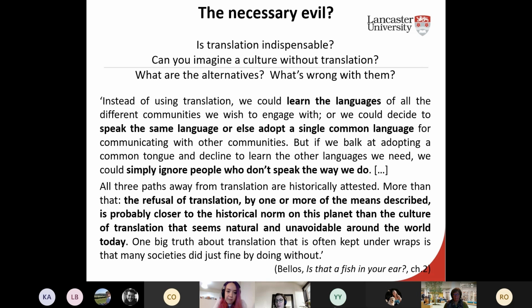So the refusal of translation by one or more of the means described is probably closer to the historical norm on this planet than the culture of translation that seems natural and unavoidable around the world today. David Bellos concludes by saying one big truth about translation that is often kept under wraps is that many societies did just fine by doing without.